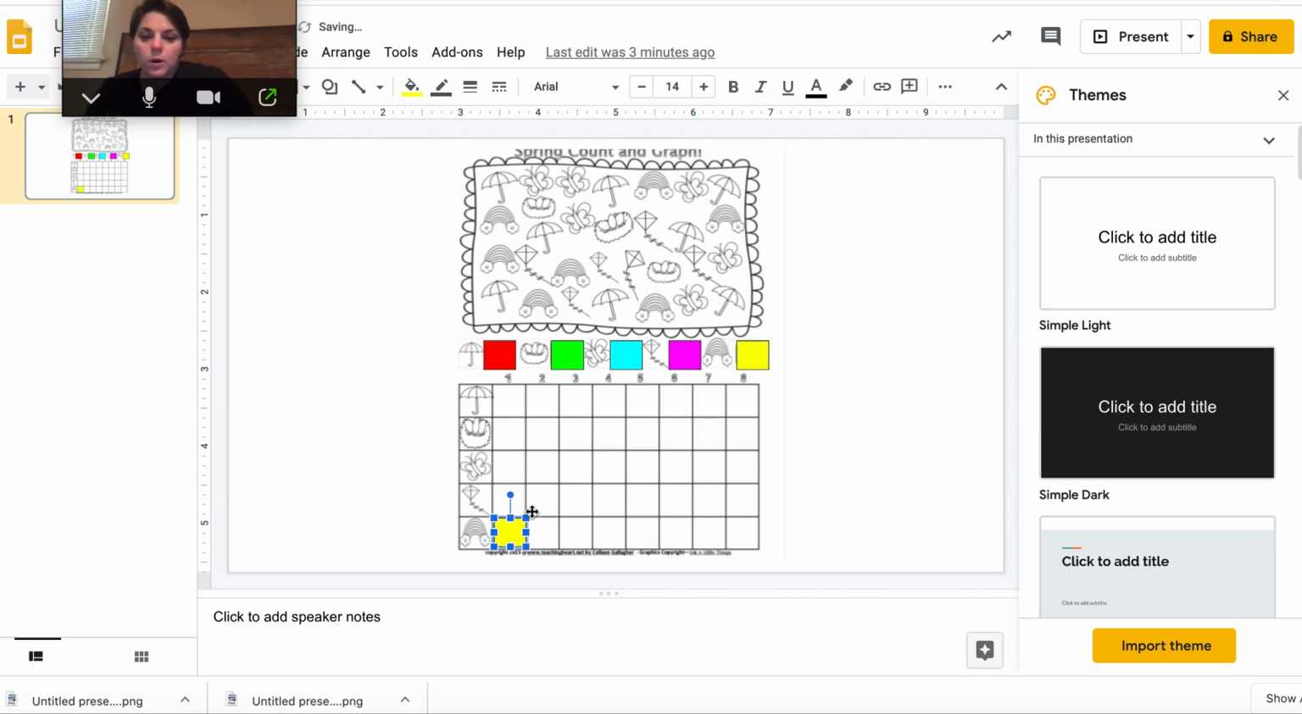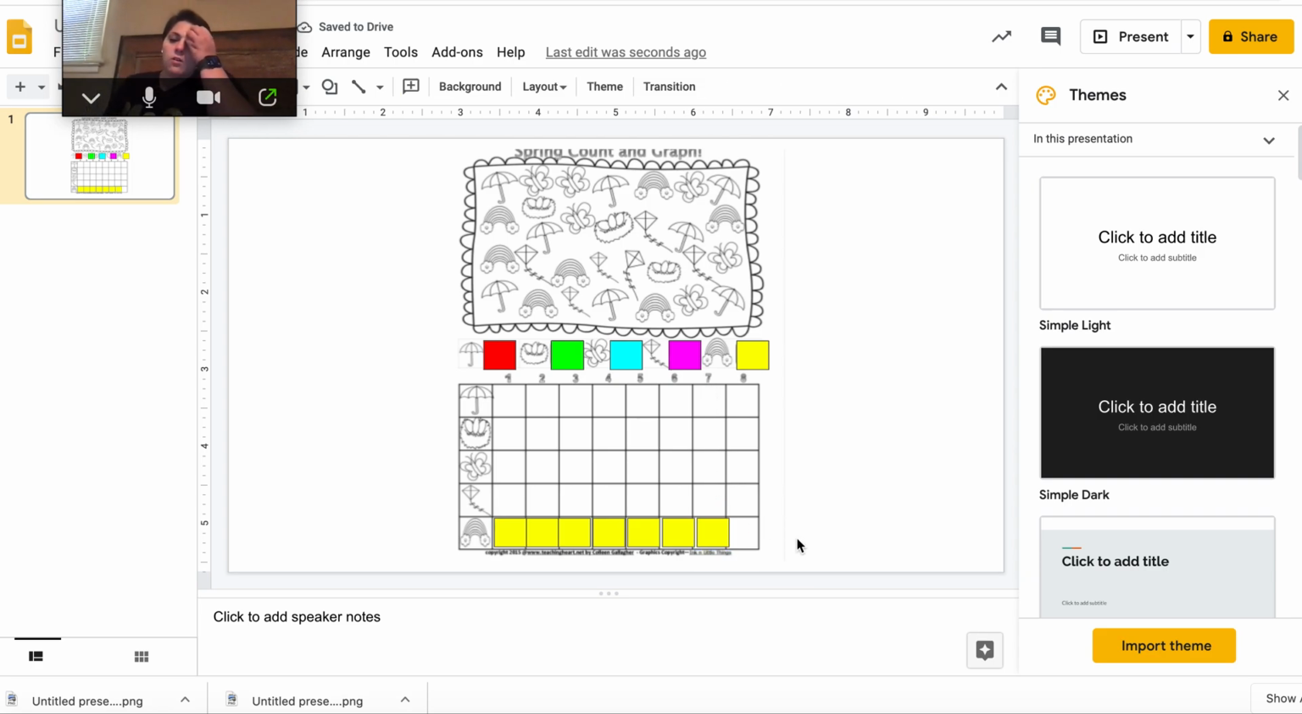Ready? 1, 2, 3, 4, 5. Oop, that one is not quite in there, is it? I'll move it back. 5. There it is. 6. You just try to make them as close as you can. 7. Now, do you see the 7 at the top? Look, 7. Now, my bar graph for the rainbows is complete.